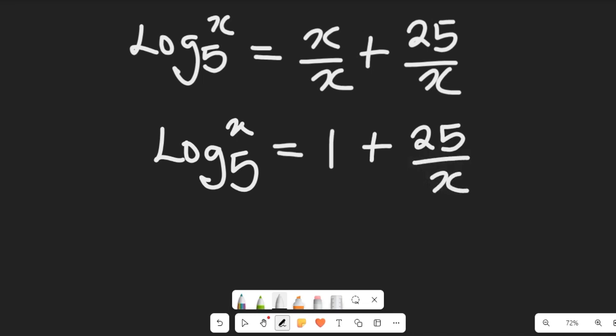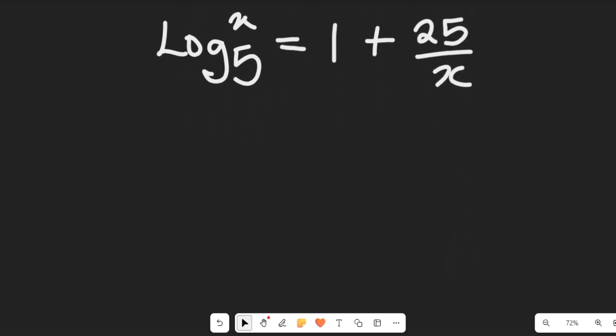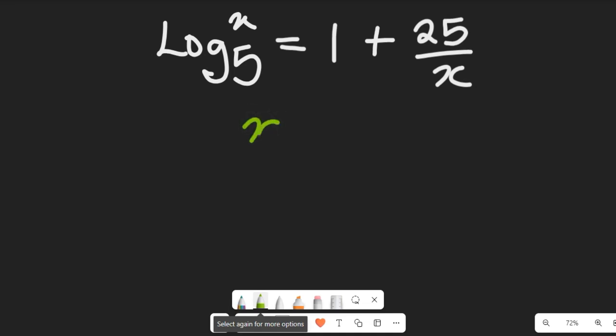Now what do we do at this point in time? At this point, I'm going to assume the value of my x to be equal to 5y. That way, I can simplify this further. Let me assume the value of my x to be equal to 5y.